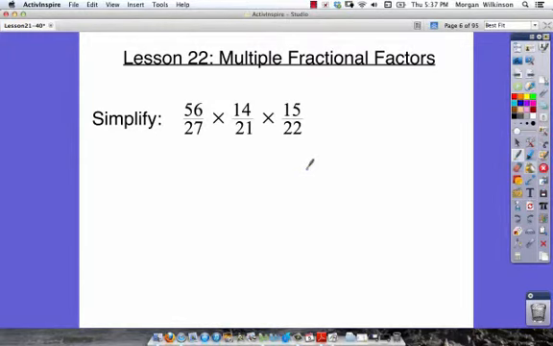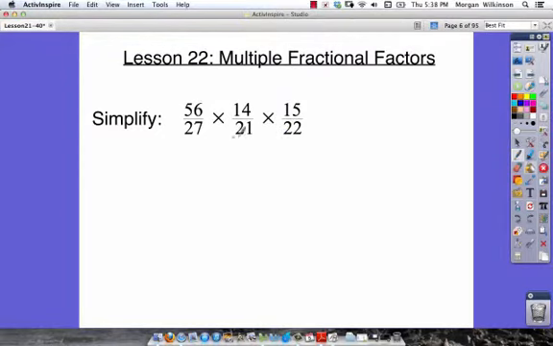Lesson 22 is about multiple fractional factors. And our problems are going to look like this. What we want to do is simplify 56/27 times 14/21 times 15/22.